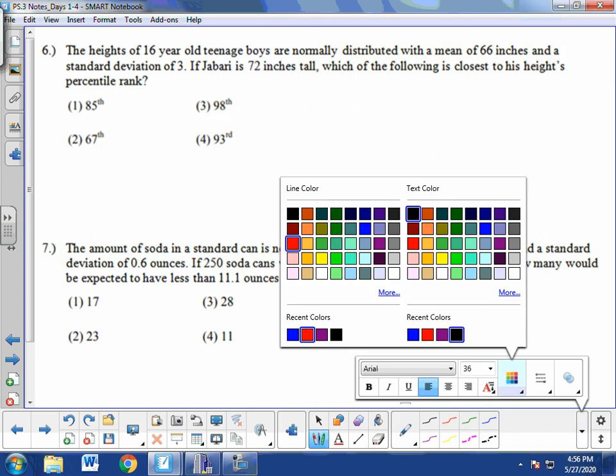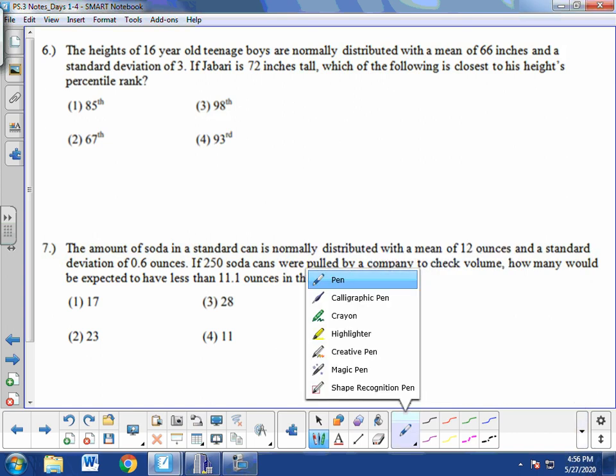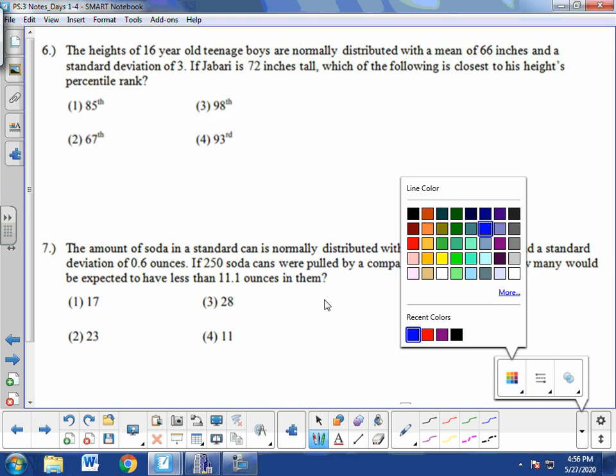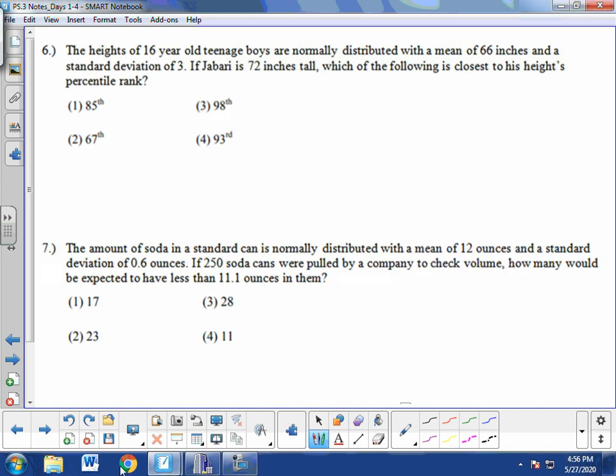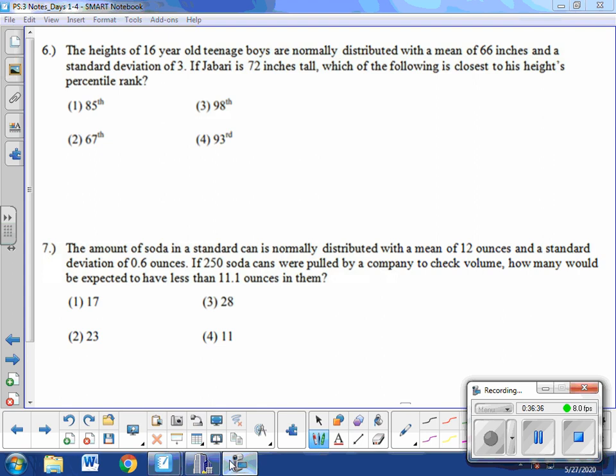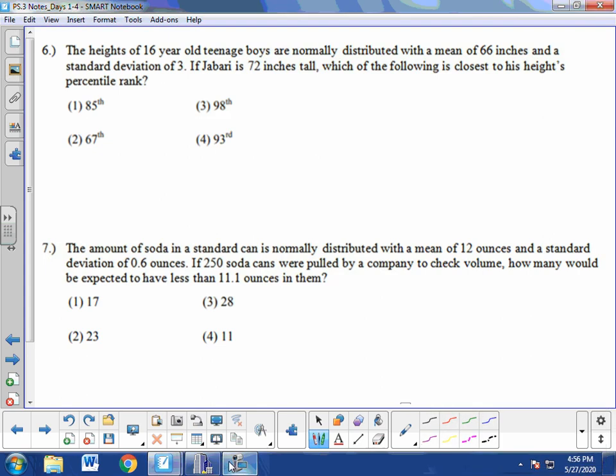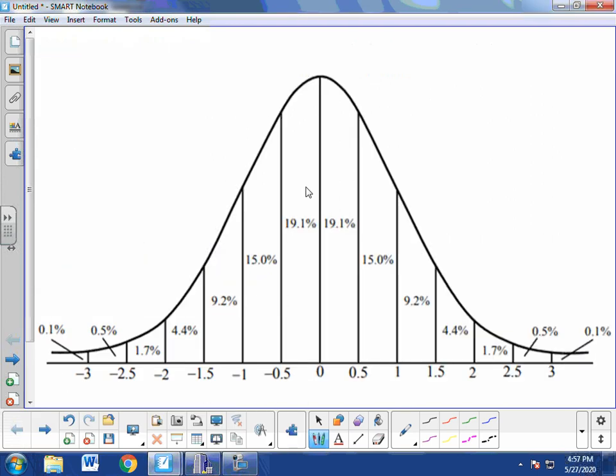So let's go ahead and take a look at problem number 6. Problem number 6 says, the heights of 16-year-old teenage boys are normally distributed with a mean of 66 inches and a standard deviation of 3. If Jabari is 72 inches tall, which of the following is closest to his height's percentile rank? So percentile means on the distribution curve where we lie, basically what's below us. So let's say we lie here, that's where our data point is. All of these percentages added together would be our percentile rank.